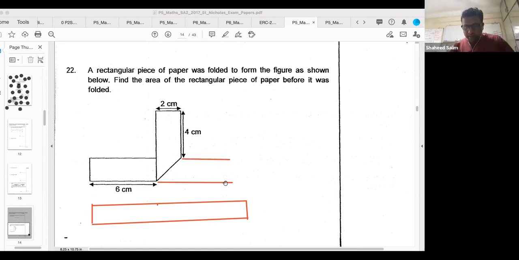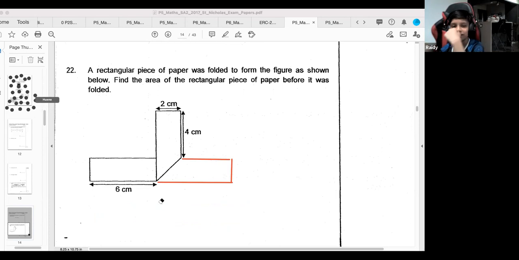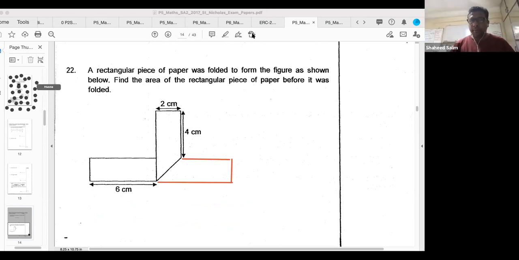Let's see whether you can see this. So this earlier one I removed. Can you see this? Down here, when I fold it down, this one is 4. This part here, fold. This one is 2 cm. So from here to here is also 2 cm. So from here to here is also 2 cm.